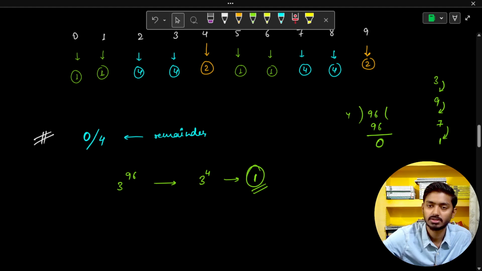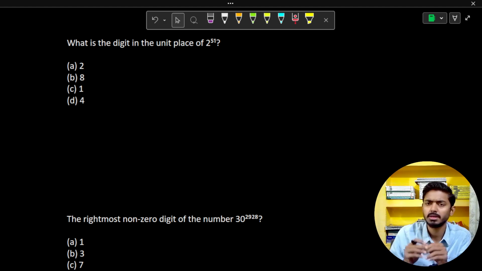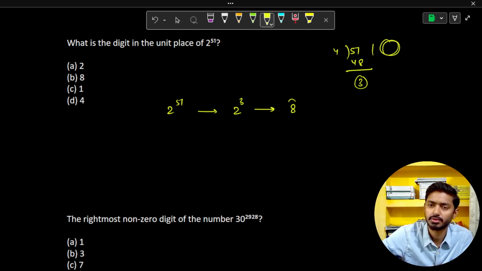Now let's solve a few problems. I assume that you understood all the concepts of how to solve those problems. We solve some problems, and your concept will be much clearer. We are given 2 to the power 51. What we say is divide 51 by 4. We know that we are going to get 48. No need to find the quotient. The remainder is 3. We'll say 2 to the power 3, and the unit digit for 2 to the power 3 is 8. So option B would be correct.